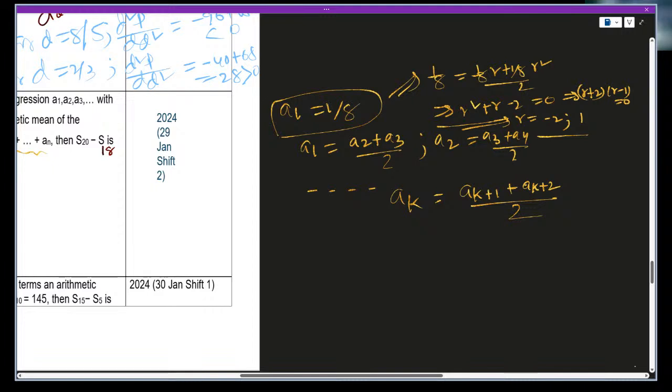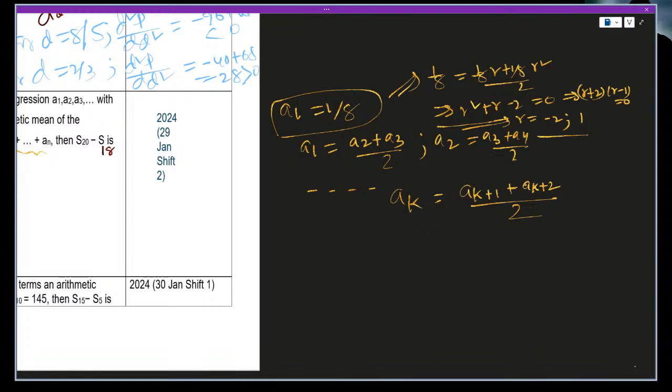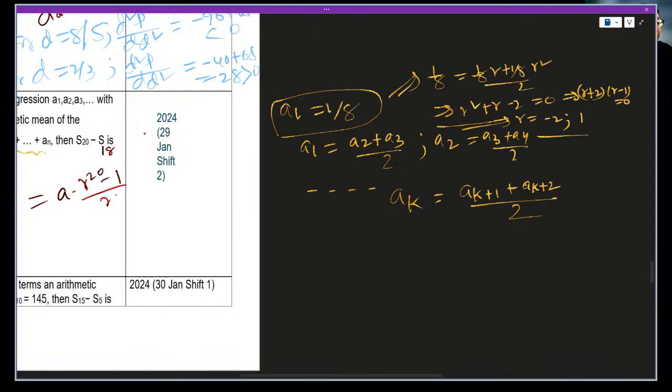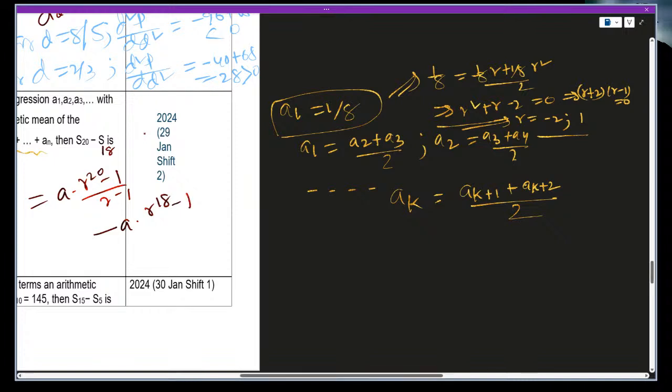R cannot be 1, then it will not be a GP, no? Then you can easily substitute there. S20 will be what? And A into, just put it there. Done. Okay? So I hope you will be able to do the other sums. You try now. Few are left.